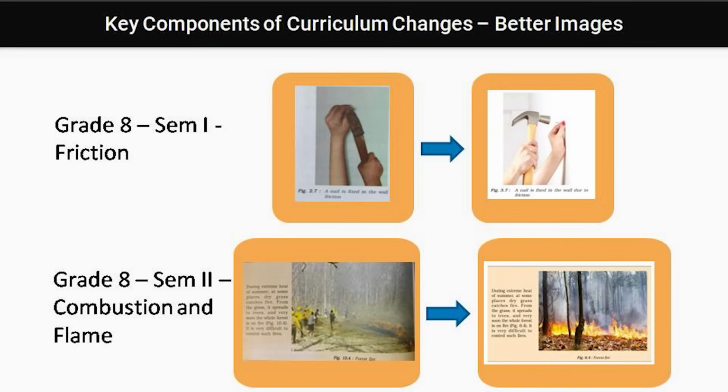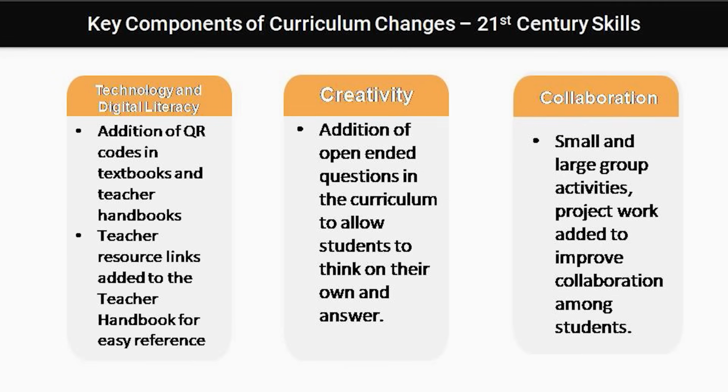If you observe, we made some changes in the textbook, especially for diagrams, because we observed that some of the diagrams cause confusion and some are blurred. So in the 8th class textbook, we made these changes. If you observe here, in Semester 1, the Friction chapter, we have made one diagram change to provide a clear-cut idea for the student. And we also included the 21st century skills like technology, creativity and collaboration in the textbooks.